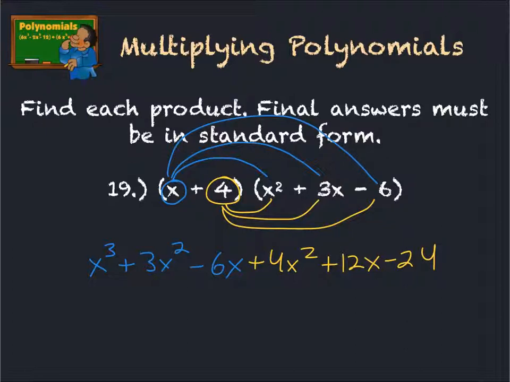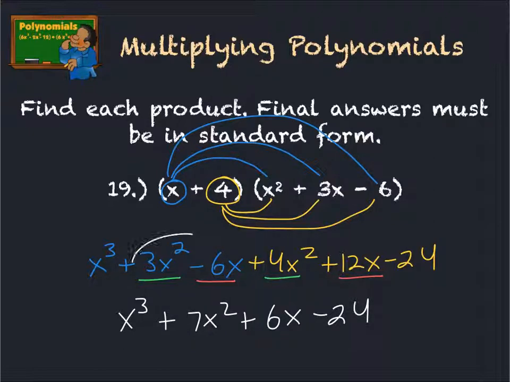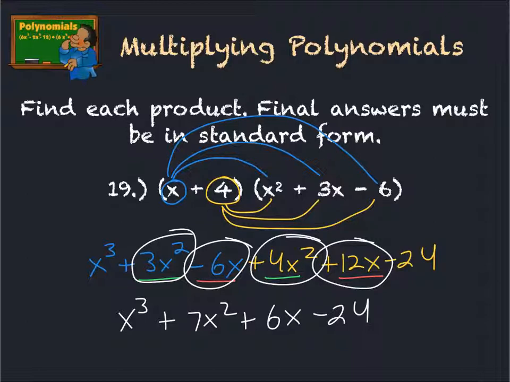Then you would combine like terms. We have a 3x squared here and a 4x squared here. We have a negative 6x here and a 12x there. So if we combine these terms, we get our final answer, which is x to the 3rd power plus 7x squared plus 6x minus 24, because 3x squared plus 4x squared is 7x squared, and negative 6x plus 12x is positive 6x. And that would be your final answer, this polynomial here.